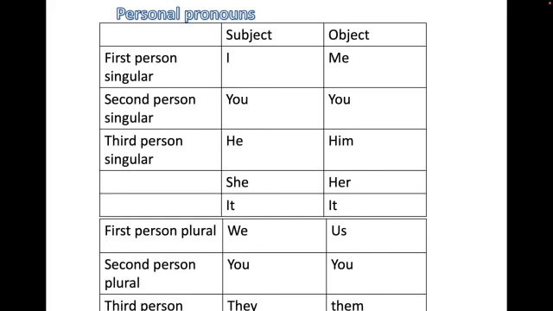So again, we have the different personal pronouns used for the subjects and the objects, and you can see when they are singular or plural, we have different words to use at different times.